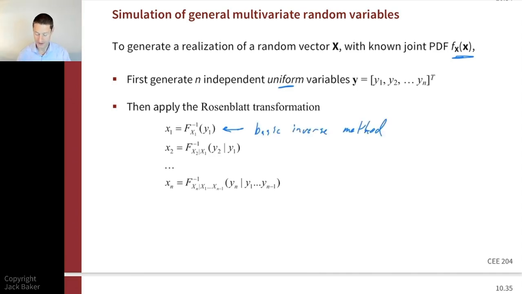Then for the second component, x2, when I generate that sample, I use the inverse CDF for x2, but conditional on the value of x1 that I sampled in the first row. We basically take that joint distribution, sample one of the terms marginally, and once we've got that sample, we sample the other one conditional on the sample from x1. And so on. The third component will be conditional on the first two, and so on.